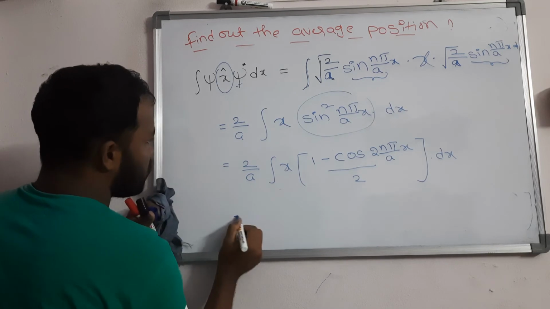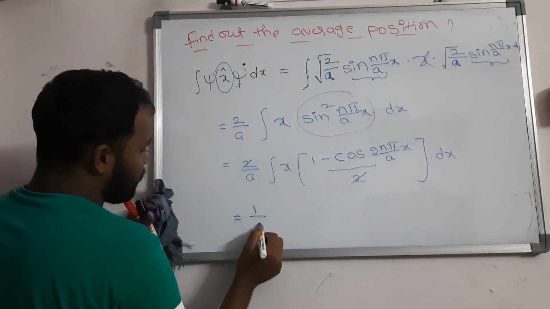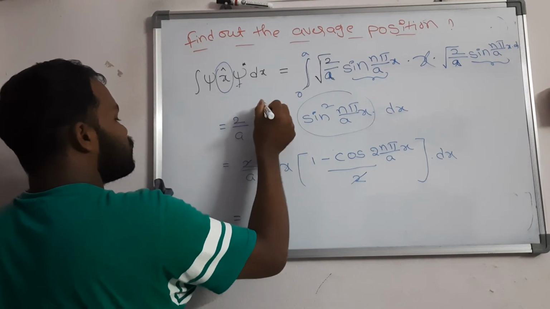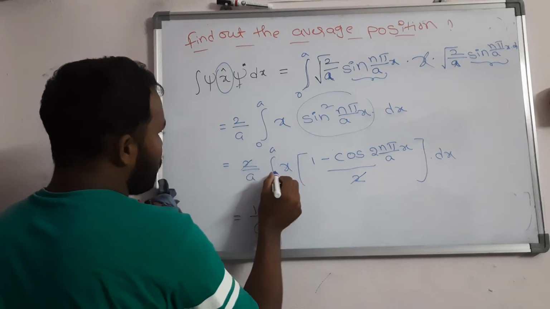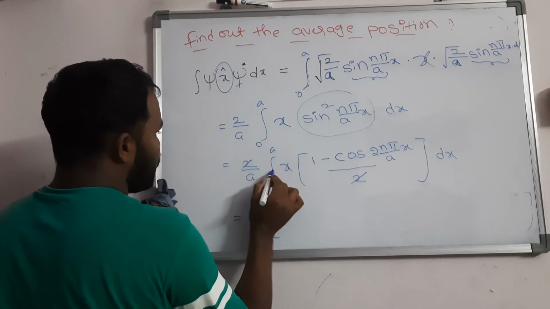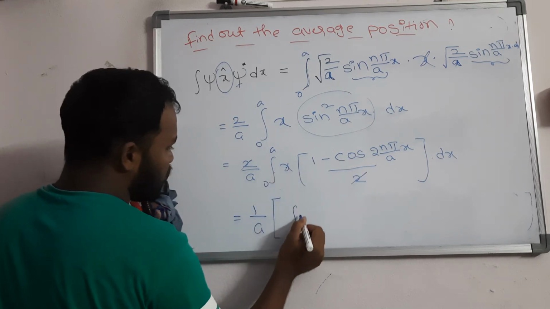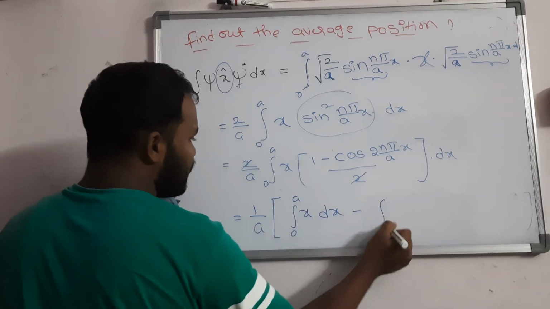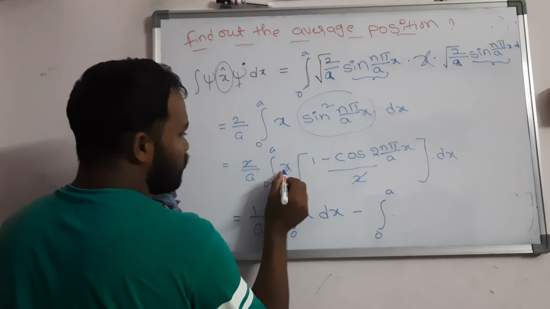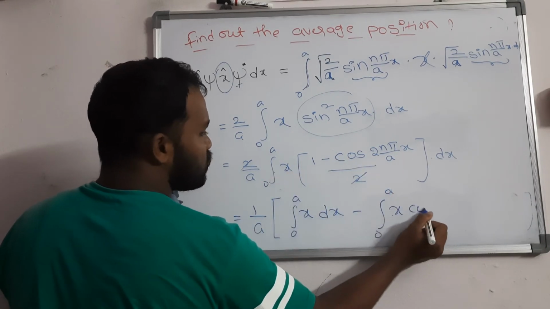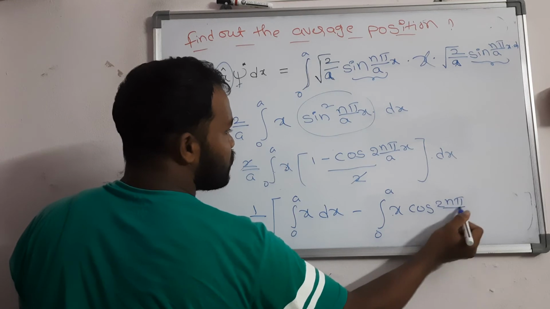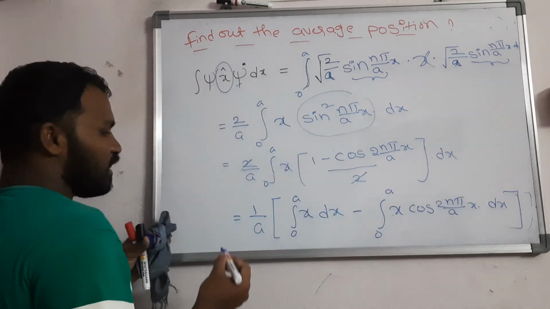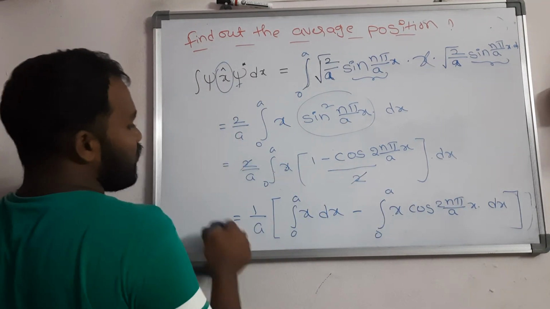So in the next step, the 2 gets cancelled and you are left with 1 by a, multiplied by the integral with limits 0 to a. You should write the integration of x into dx, limits 0 to a, minus the integration from 0 to a of x into cos 2n pi by a into x into dx. This is the value you should find out.